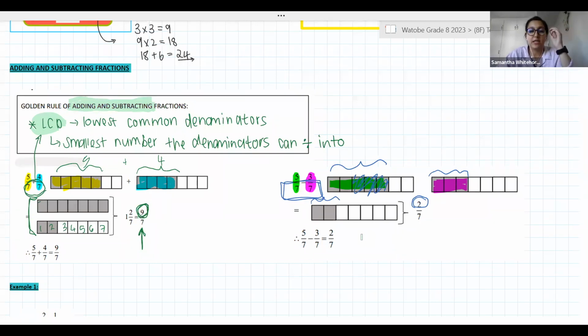Alrighty, so I'll wait here in case you want to take a screenshot, but let's have a look at some examples of how we actually go and add and subtract fractions. If anyone has a question at this point, you can raise your hand. Otherwise, we're going to jump straight into our examples.